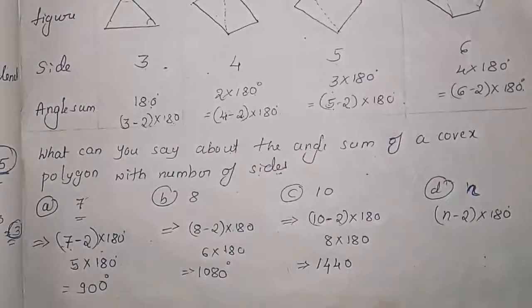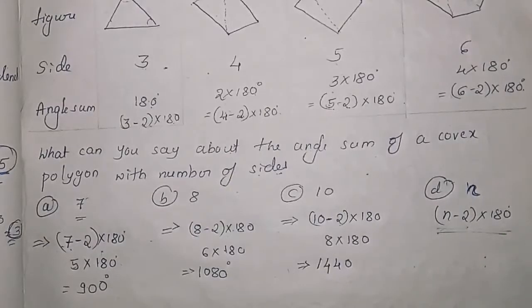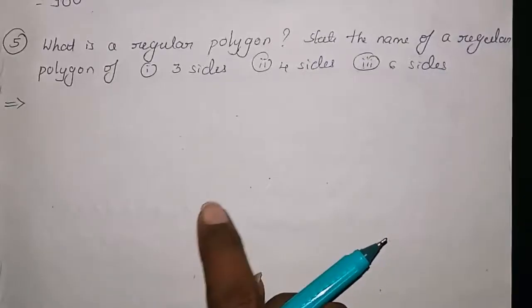So you can observe for any polygon, with any number of sides they have given, like 5, 6, 7, 8, or n number of sides, you have to use the same formula. This is the general formula to find the sum of the given angles. Okay, so this is about our fourth problem. Let's move towards the fifth one.